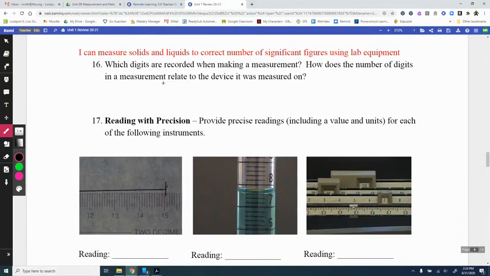All right. Which digits are recorded when making a measurement? How does the number of digits in a measurement relate to the device it was measured on? Okay, so digits that are recorded. Always we record our certain digits. And then we record one uncertain digit, okay?